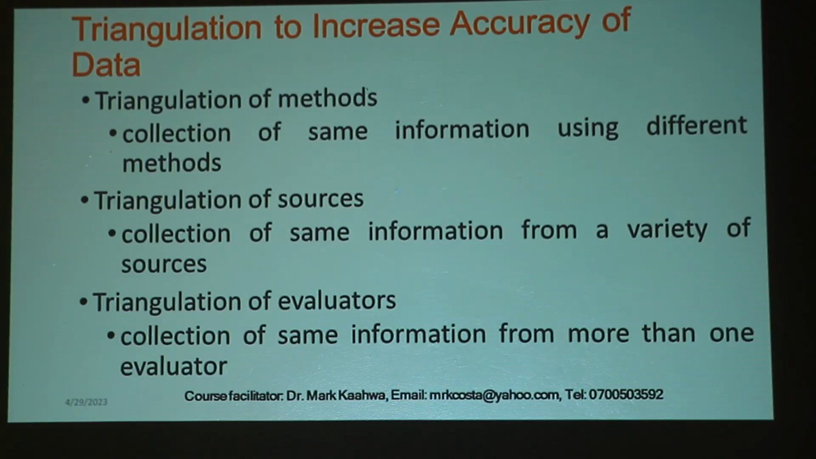But there is triangulation of sources. This means the collection of same information from a variety of sources. So I can collect information direct from the respondents. I can collect information direct from documents. So that is triangulation of sources. Triangulation of evaluators. Collection of same information from more than one evaluator. That is what we call triangulation of evaluators.